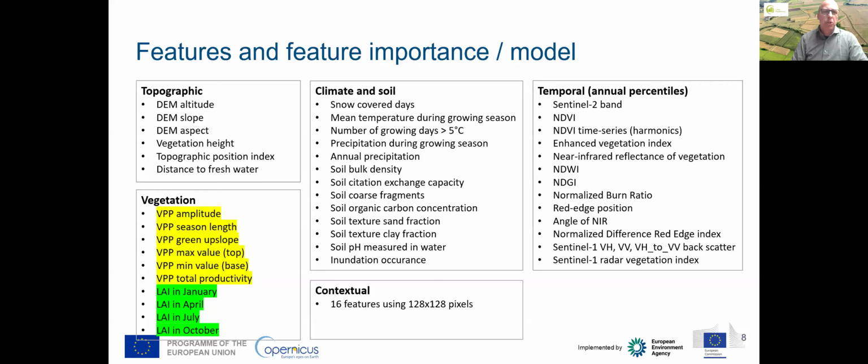And then the 5th box, where you can see there highlighted, is that related to vegetation. There are 2 sets in the vegetation put in from HR-VPP. So we have 6 VPP annual parameters, as well as 4 images, which are leaf area index images, which have been used, one for every season.